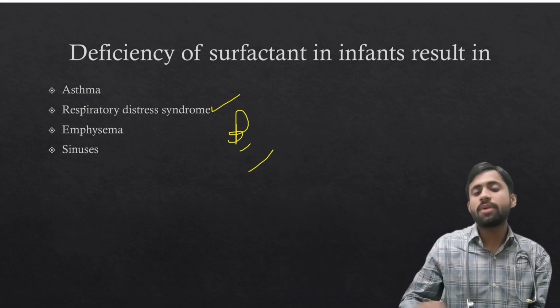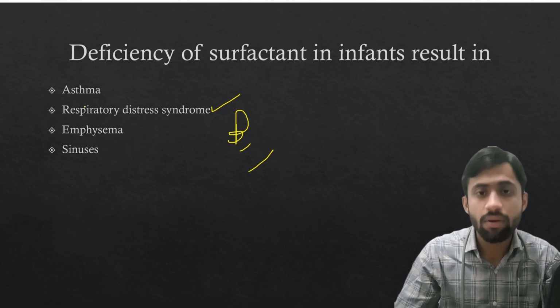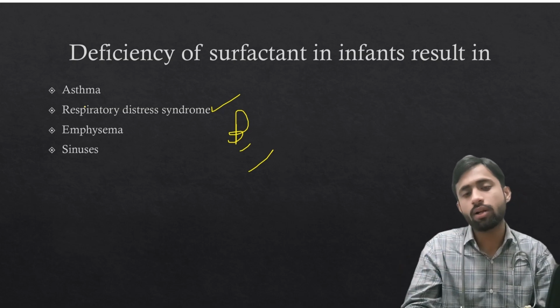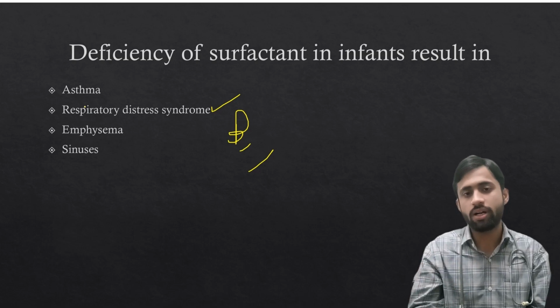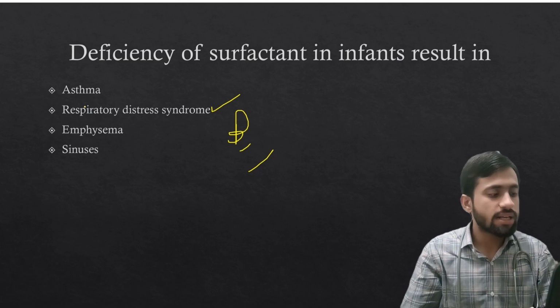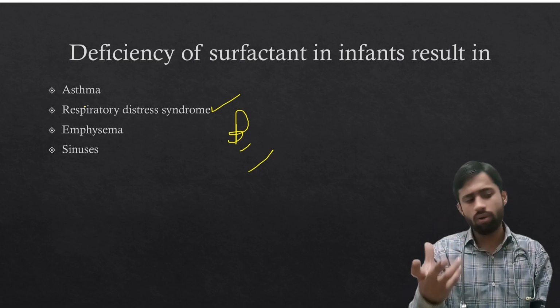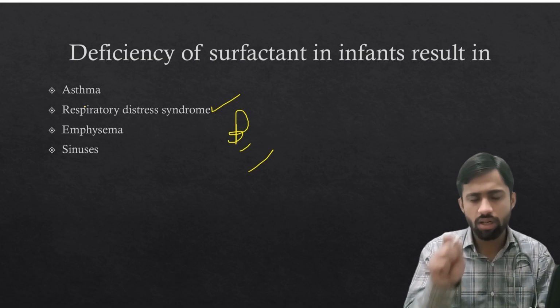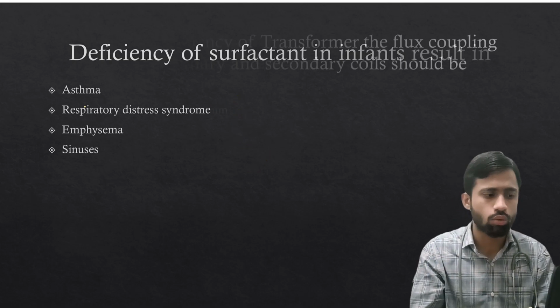In asthma, basically you are hypersensitive to certain things, like certain dust particles. Whenever the dust particle moves into your respiratory system, your immune system overreacts to it. While emphysema is the destruction of the alveolar walls, sinuses is basically something wrong with the bones where holes are created. Sinus basically means holes.